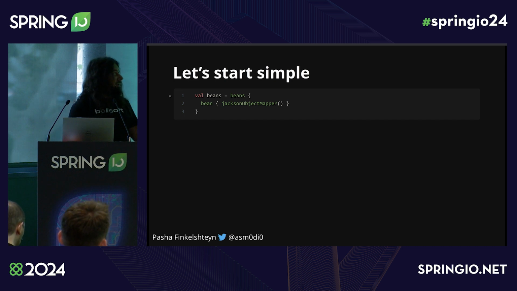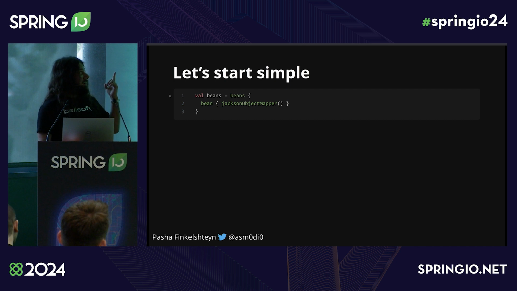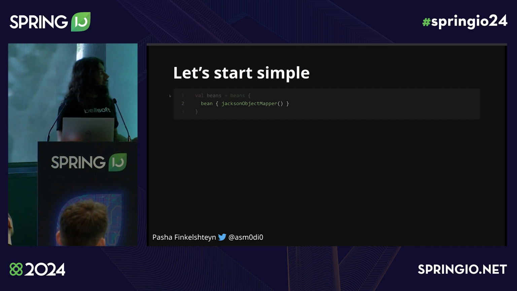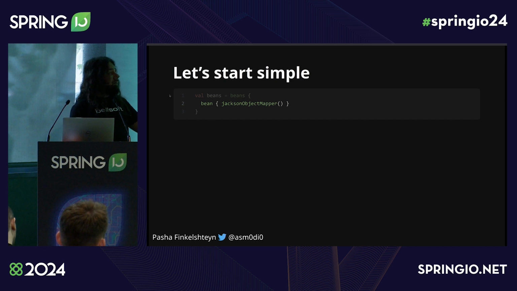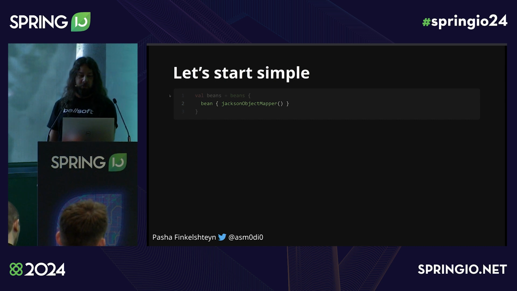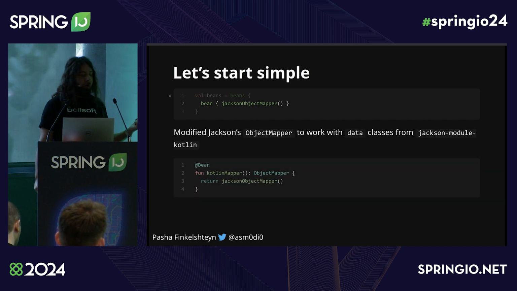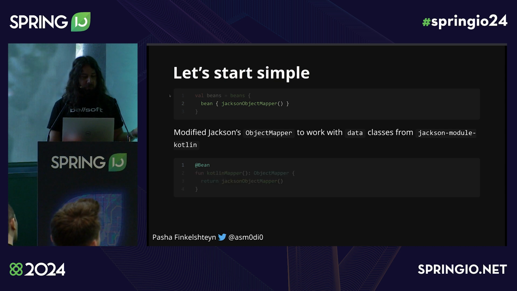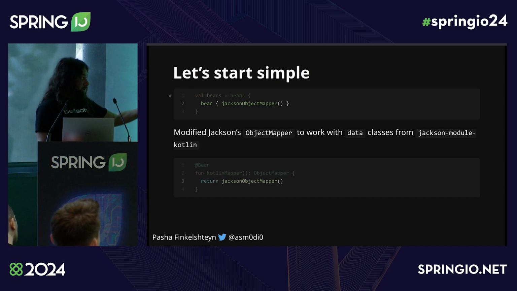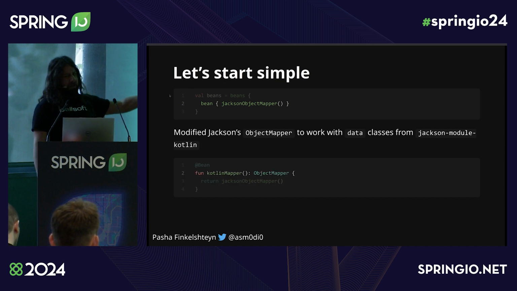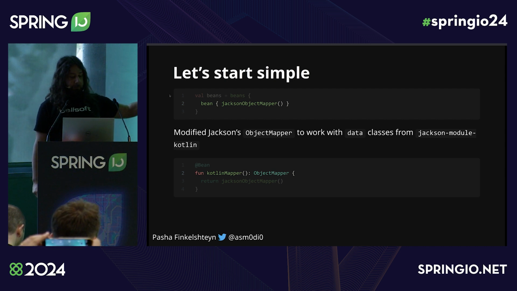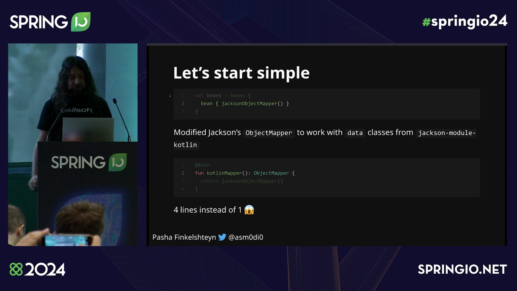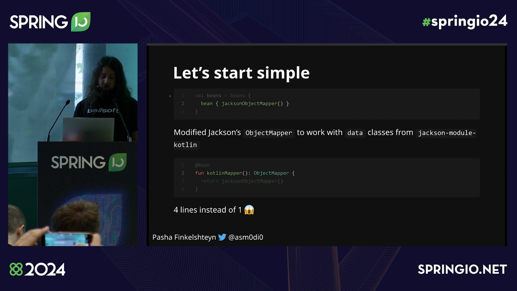I don't like it. Here is how we do this stuff in Kotlin. We have this value beans, and we can just write bean, and we can write a lambda that will produce our bean. That's all. I mean, in Java, it'd be 4 lines of code. Bean, then we should return something. And in Kotlin, with the bean configuration DSL, obviously, there's only the function signature. So 4 lines instead of 1.